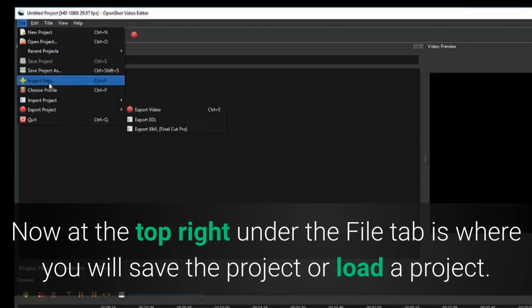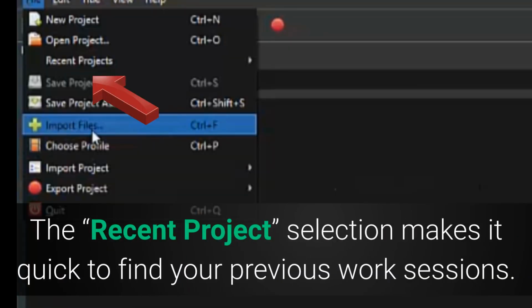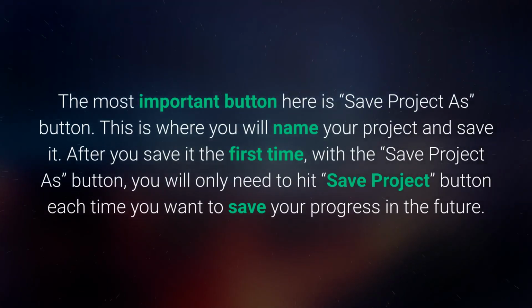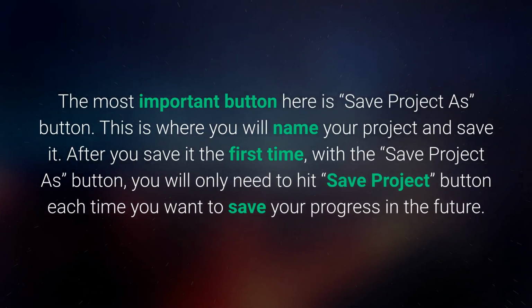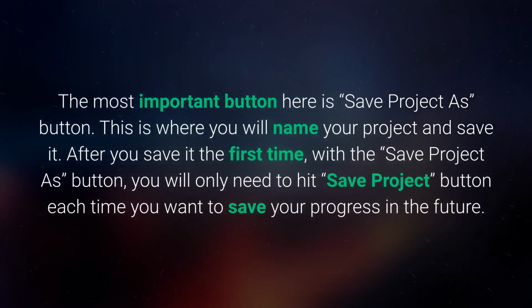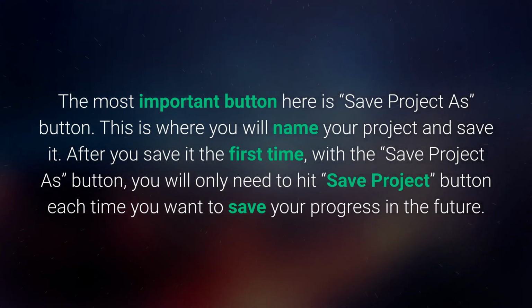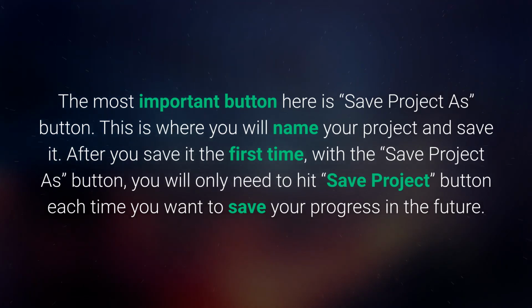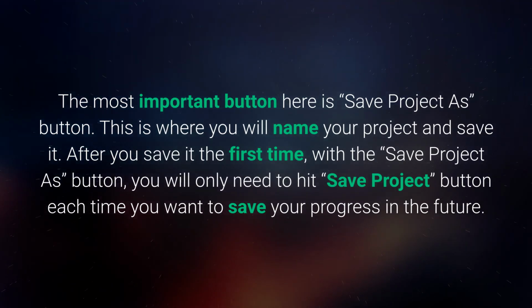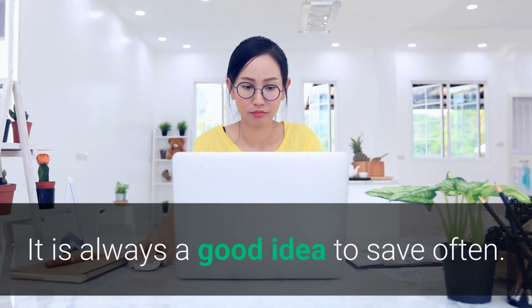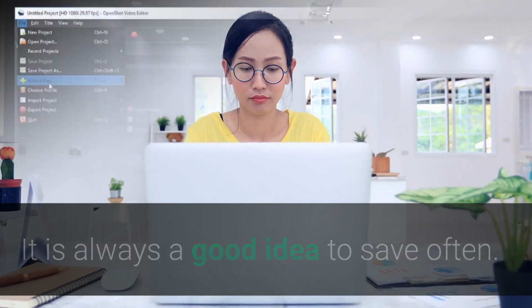Now at the top right, under the File tab, is where you will save the project or load a project. The Recent Project selection here makes it easy to find previous work sessions. The most important button here is the Save Project As button. This is where you will name your project and save it. After you save it the first time with the Save Project As button, you will only need to hit Save Project each time that you want to save your progress in the future. It is always a good idea to save often.